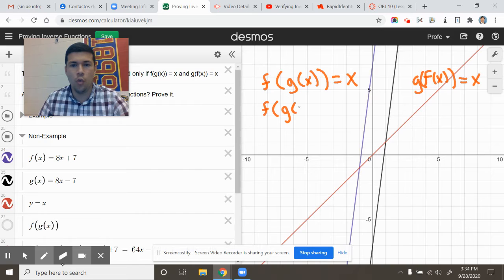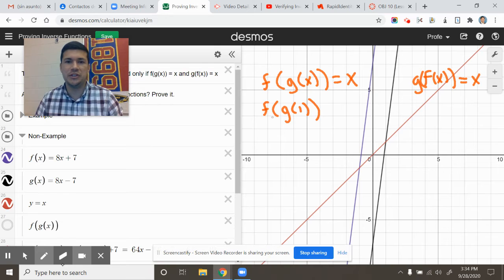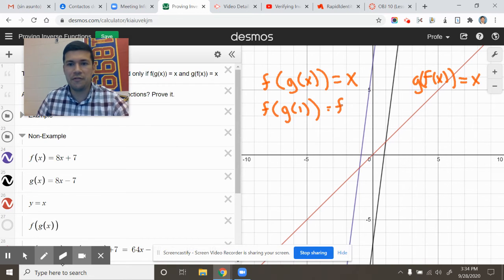So f of g of 1, for example. If truly f and g were inverses, then this result would be 1, or at least that would be an example. So g of 1: essentially what I'm finding is f of g of 1. g of x is 8x minus 7, so I'm basically evaluating it at 1. What that means is I'm evaluating f of 8 times 1 minus 7, that's 8 minus 7, which is 1. So all I have to verify is that f of 1 actually equals 1.